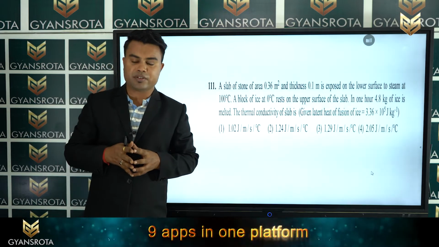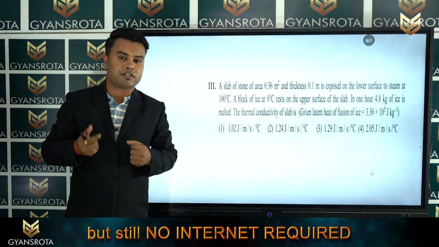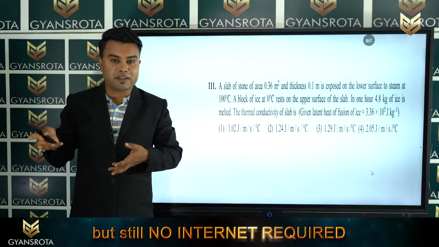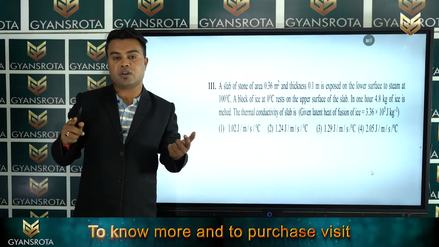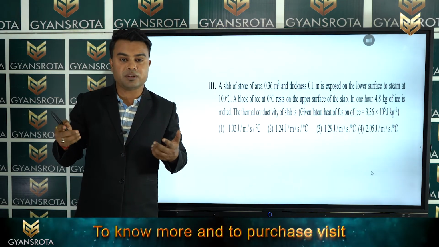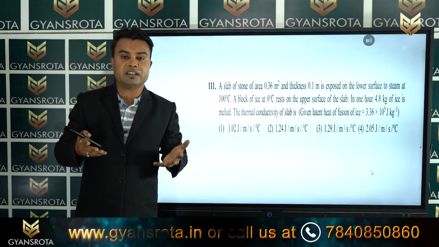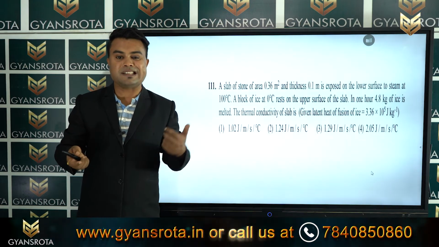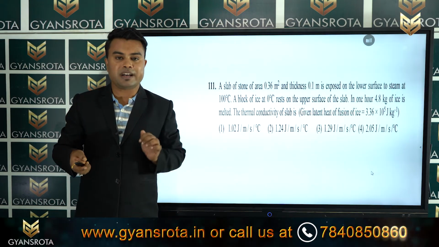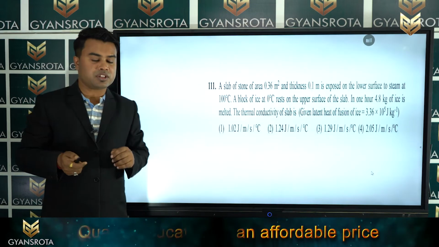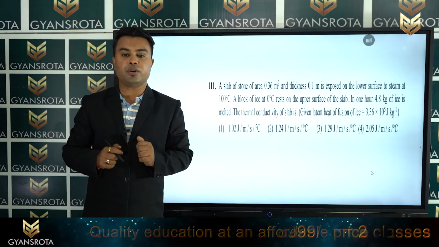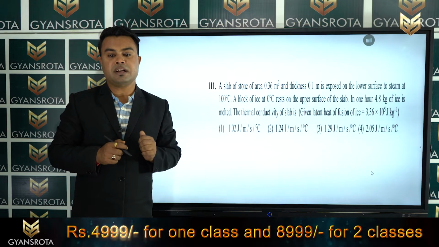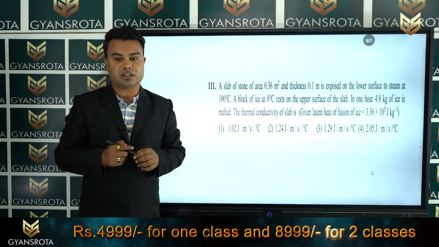This question came from the chapter thermal properties of matter, where the thermal conductivity is given to you, that it is directly proportional to the change in temperature. It is also directly proportional to the area of the conductor and inversely proportional to the distance. If you solve this one, the correct answer for this question will be answer number 2, that is 1.24 joule per meter per second per degree Celsius.